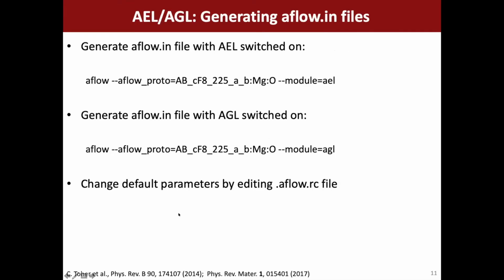So I'm going to switch now to the 3D desktop terminal. I'll start showing you how this works in practice. You can generate an AFLOW.in file with AEL switched on by just appending this. So for example, this is the prototype. This is the command to generate an AFLOW.in file using a specific prototype. Dr. Hicks was showing you this yesterday. Minus module equals AEL will switch on the AEL workflow, and minus module AGL will switch on the AGL workflow. And you can also then edit this .aflow.orc file to start changing these parameters. I'll talk to you a bit more about this in the next few slides. But first, let me show you how this actually works in practice.